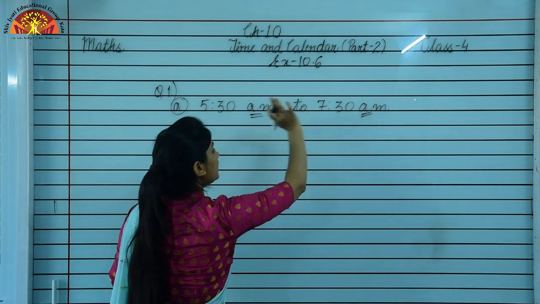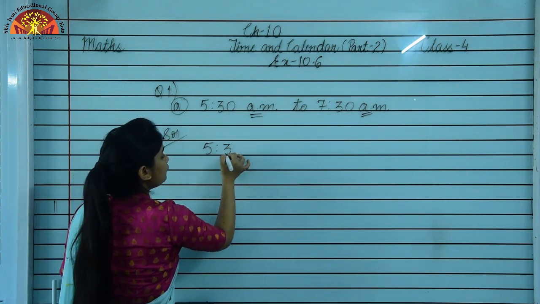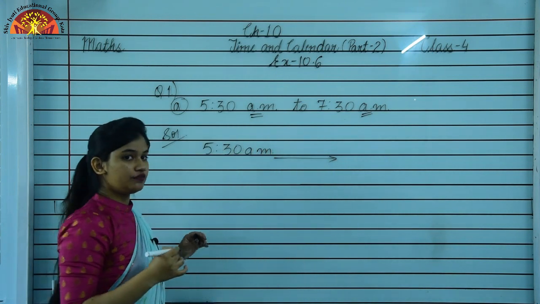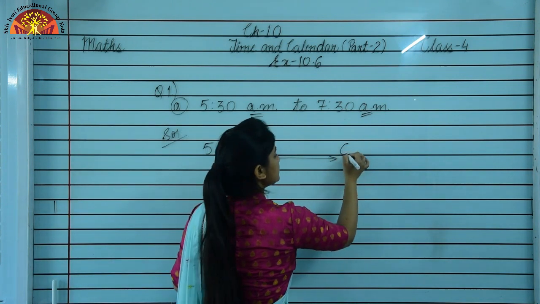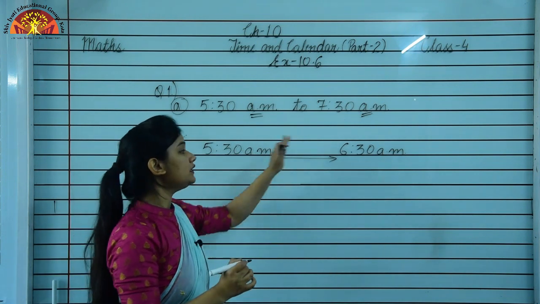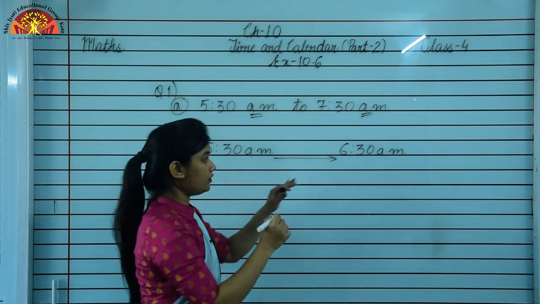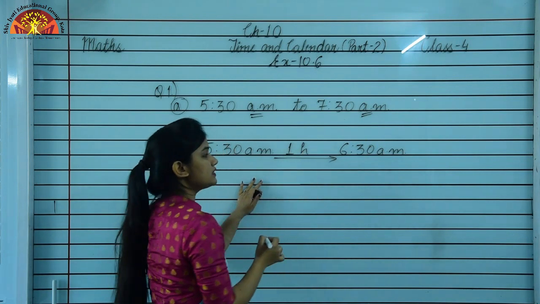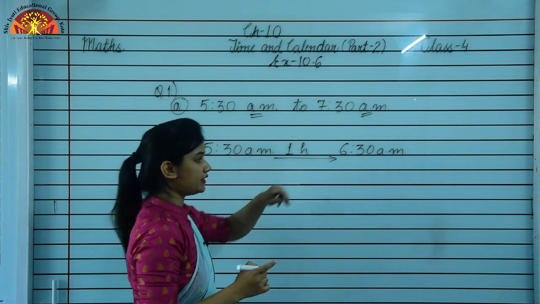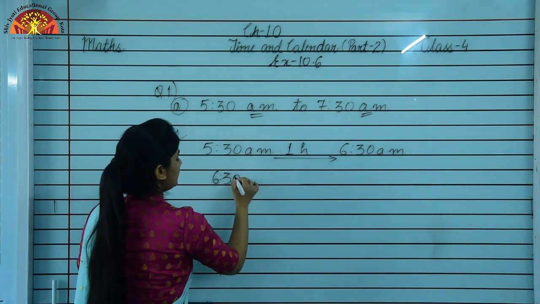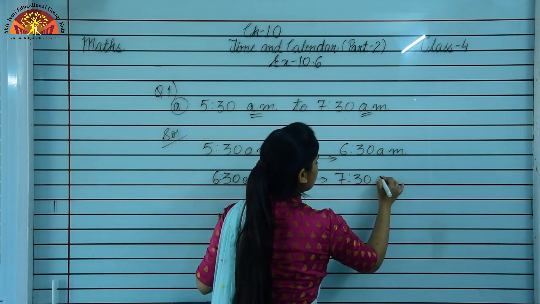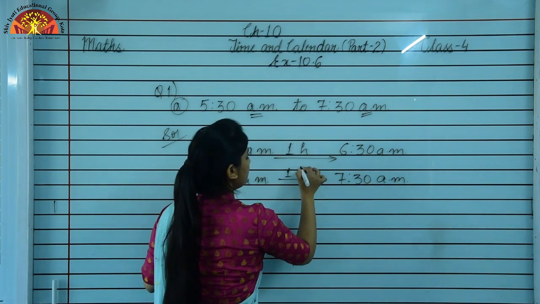and 7:30 a.m. So now 5:30 a.m. After 5:30 what will come? 6:30 a.m. So 5:30 to 6:30 it will be 1 hour. Okay, 5:30 to 6:30 it will be 1 hour. Then again we are going 6:30 to 7:30. So now 6:30 a.m. to 7:30 a.m. again it will be 1 hour.